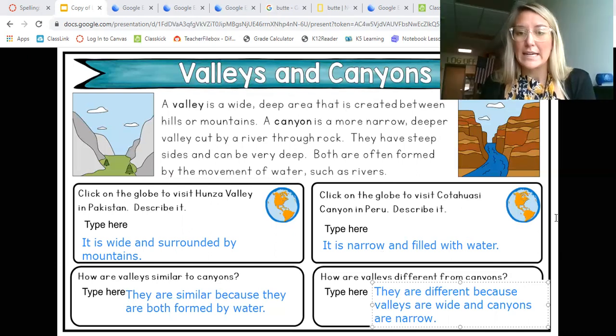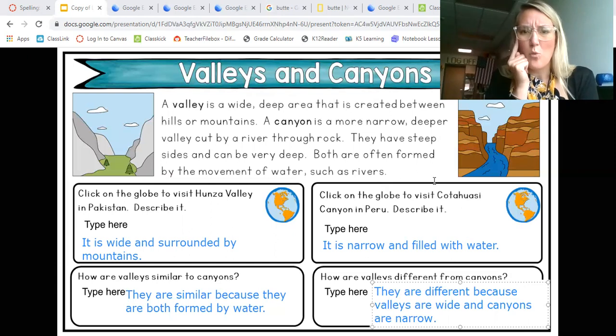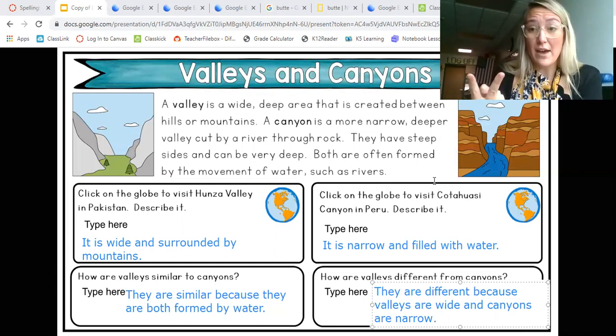All right, we are going to continue looking at different kinds of landforms in our next social studies lessons, but keep thinking about where you may see valleys and canyons, or if you have ever seen one.